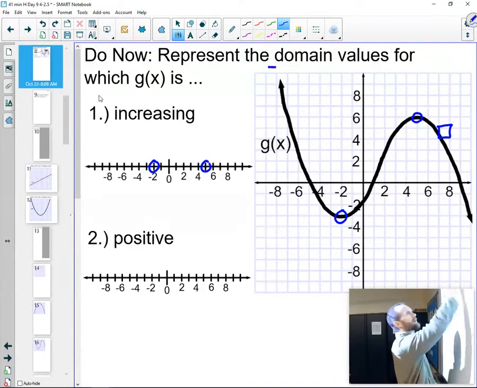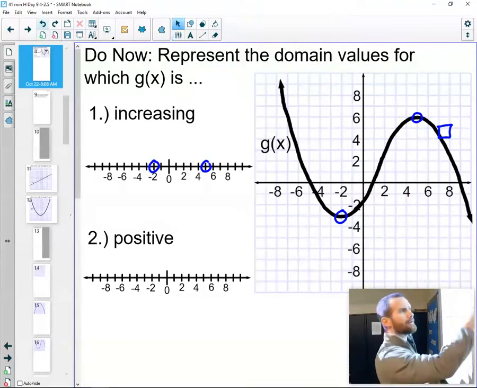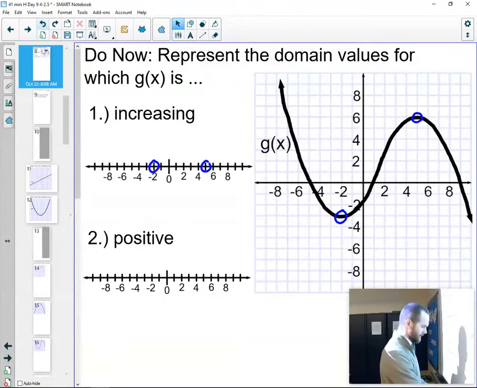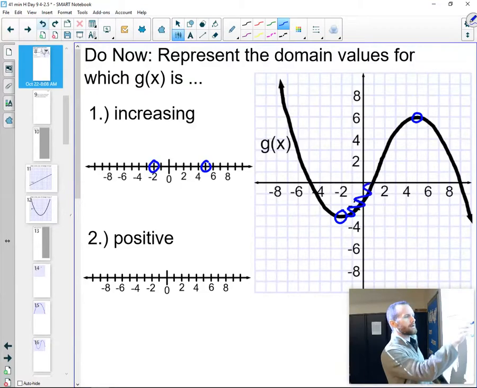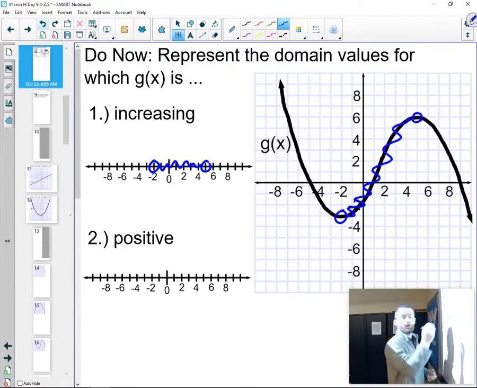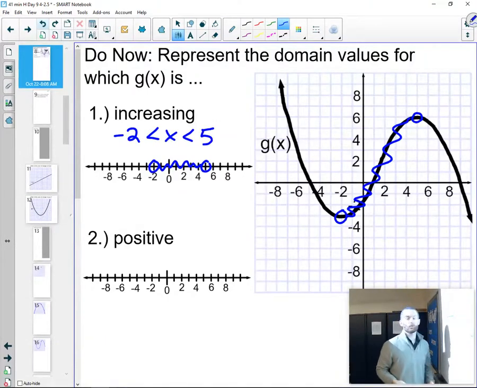Remember, we're talking about the x values because it's the domain values they want us to represent. And then for the rest of the function, it just decreases. So it's only increasing in between those 2 points. So we shade in between those 2 points on the number line. Now, if we wanted to represent this as an inequality, that would be x is in between -2 and +5. So that's how we can write it as a compound inequality.